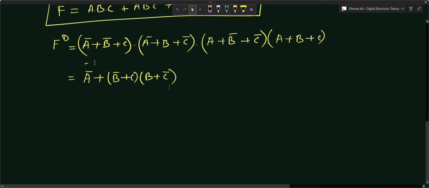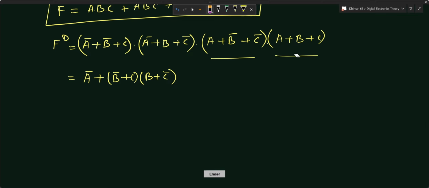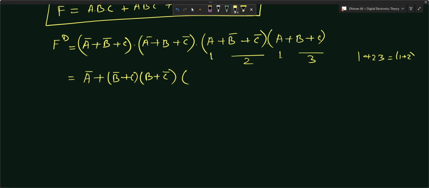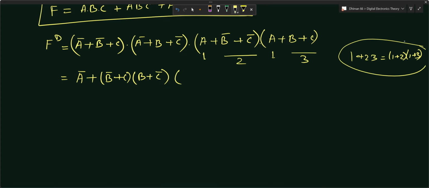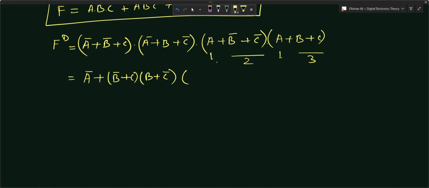Now let us go to our third and the fourth term. Now we can use the same property, the same distribution theorem. Suppose a is number 1, b bar plus c bar is number 2, b plus c is number 3. So we can write it in 1 plus 2 3 form. 1 plus 2 3 is equal to 1 plus 2 times 1 plus 3. So this is the distribution theorem.